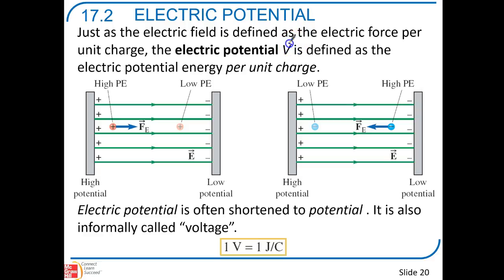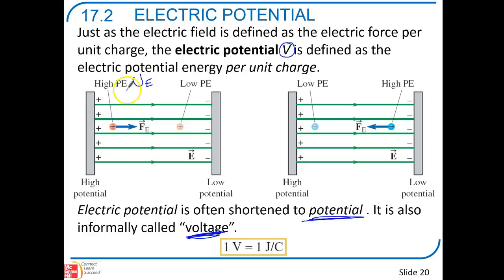Electric potential, or voltage as we commonly know it, is really just the electric potential energy, which is UE, per unit charge. So if you have a charge and you know the potential energy, you can find the potential for that unit charge, and we call that electric potential. We often shorten that to just say potential itself.